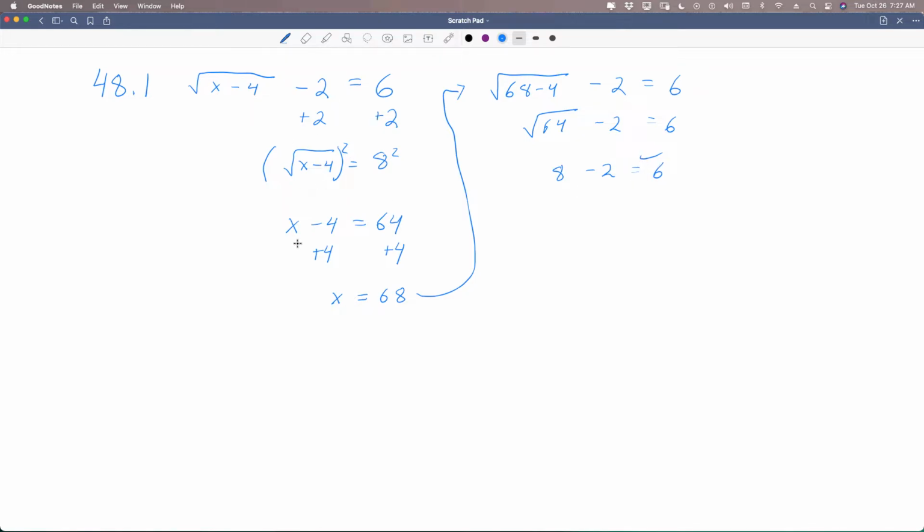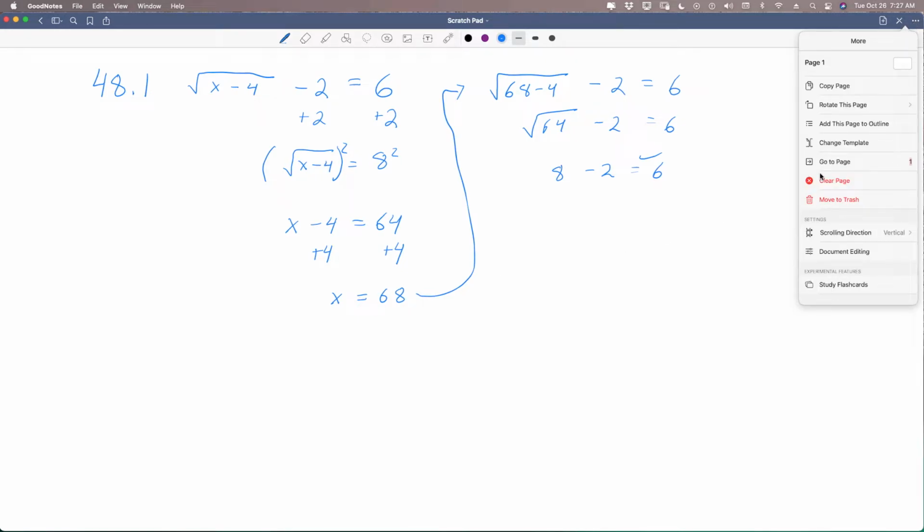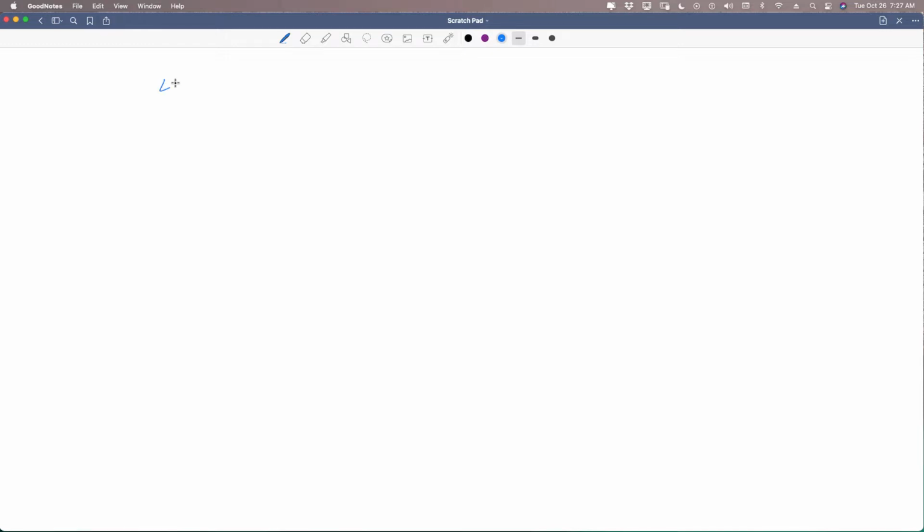All right, so we see how to do this now. We see how to get rid of the radical, but we always want to check it and make sure that that's the right answer. All right, let's do 48.2. We have the square root of x plus 4, plus 2 equals negative 7.